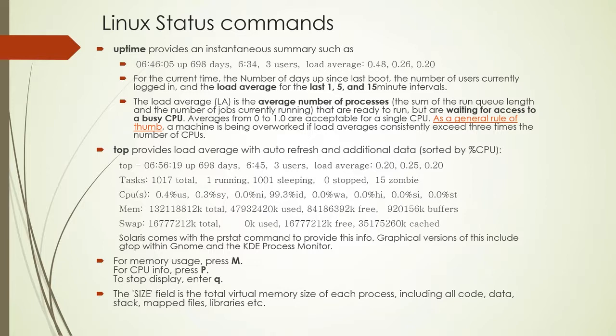So load average gives you the 1, 5 and 15 minute intervals. We also understood what the load average is: it is the average number of processes which are waiting to run for a busy CPU. They are ready to run, but they are waiting for access to a busy CPU, right? And we also saw the rule of thumb that if the load average is beyond 3 times the number of CPUs, it's a concern.